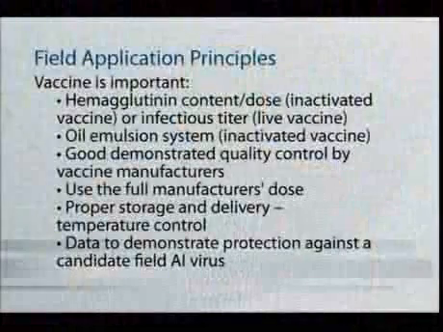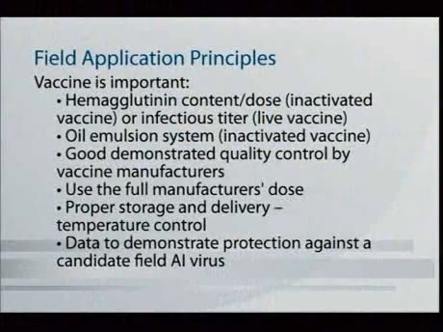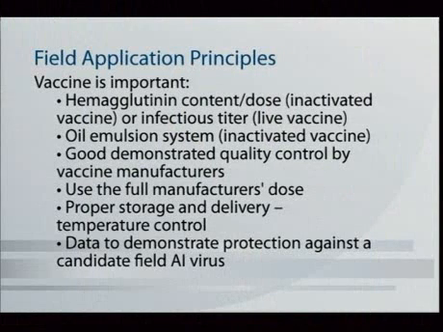There are several very important field application principles that have to be understood. One is the vaccine is very important. In this case, the hemagglutinin content of killed vaccine, the amount of antigen in each dose, is very important, or the infectious titer of a live virus vaccine. In the inactivated vaccine, the oil emulsion system is very critical to produce a very strong and long immune response. There must be good demonstrated quality control by the vaccine manufacturer so there's consistent quality of the vaccine, and when immunized between different batches, there will be a consistent immunity among birds. It should always be recommended to use the full manufacturer's dose and not to cut or reduce the dose that is given to each bird.